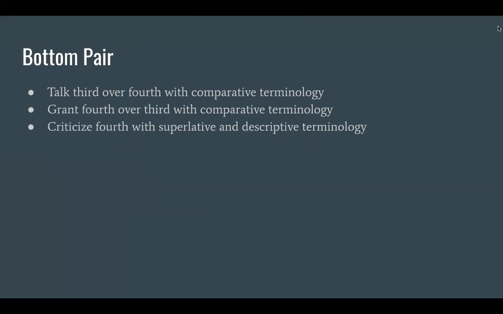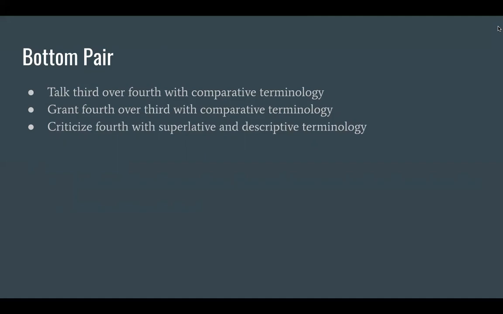And then you have your bottom pair. So you're talking your third over your fourth with comparative terminology. You grant 4 over 3 with comparative terminology. And then you criticize number 4 with descriptive terminology. Now, there's a big difference between criticizing and bashing. If I were giving reasons, I wouldn't say, now 4 falls to the bottom because she's ugly. Now, that cow made it to the show, and that cow has owners that really believe in her. So you don't want to be rude.